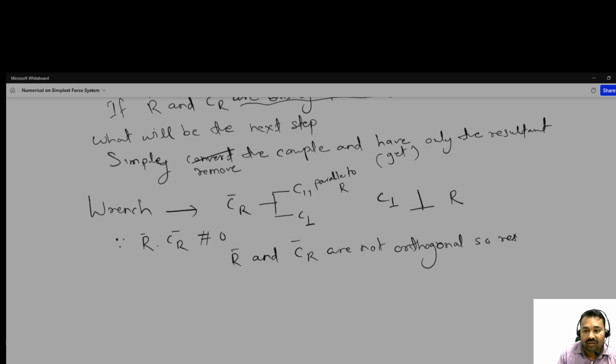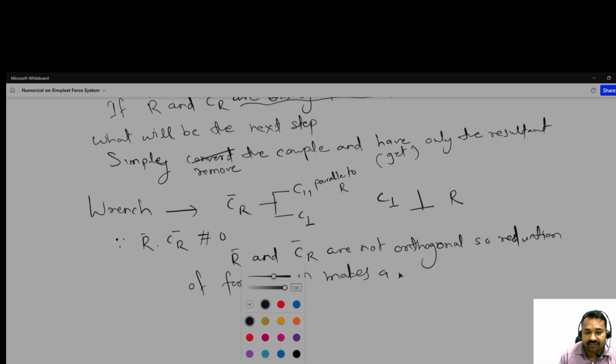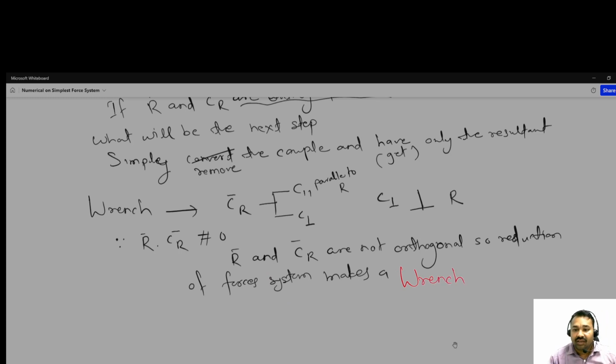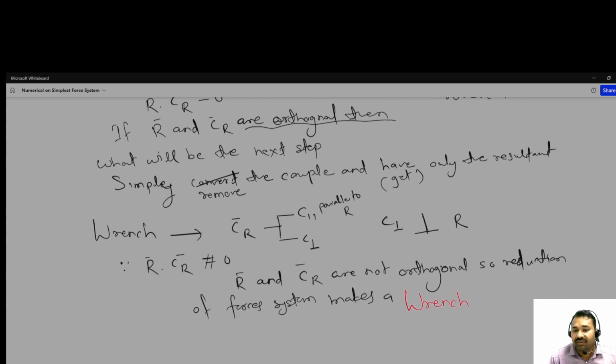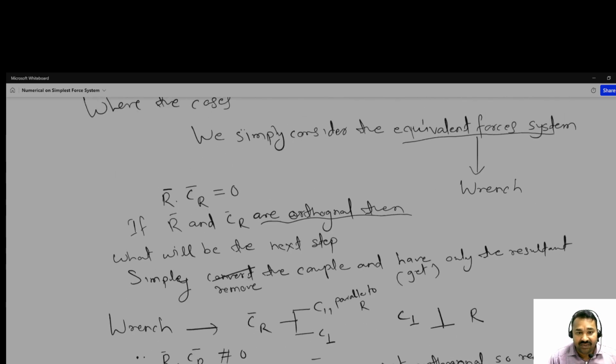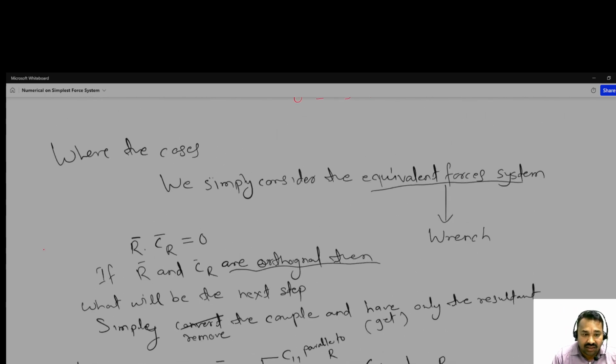So reduction of force system makes a wrench. Okay, so in this question we don't need to bother about the wrench, because both R and CR are orthogonal. So simply what we have to do is find the coordinates of R and the direction. That's enough.